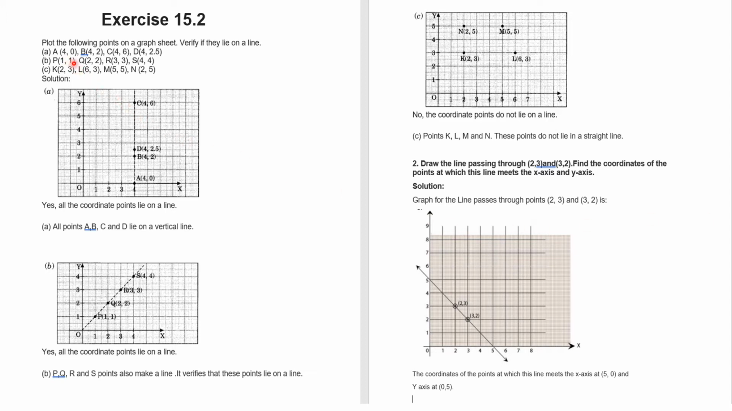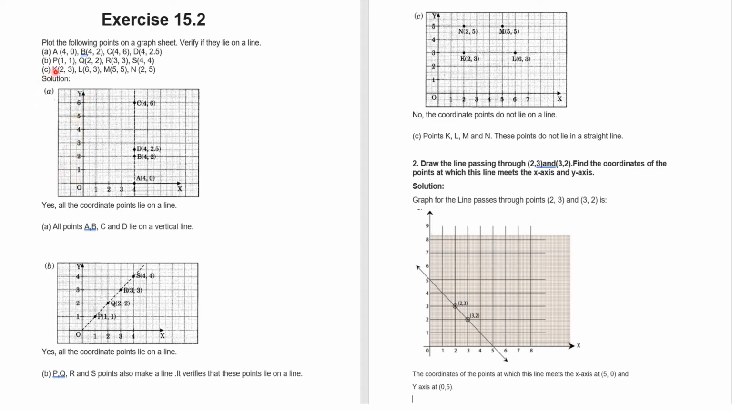Question number one is: plot the following points on the graph and verify whether they are on the line or not. Okay, just have a look here. A graph is here. We have drawn the x and y axes. This is the origin, the intersection of both axes. Here we have plotted the points 1, 2, 3 and 4. Again on the y-axis also 1, 2, 3, 4 and so on.